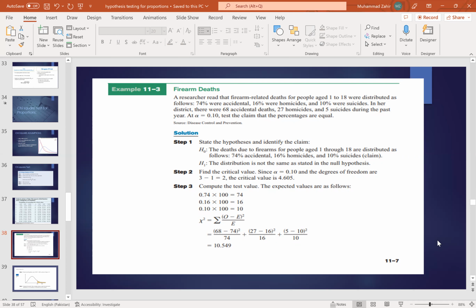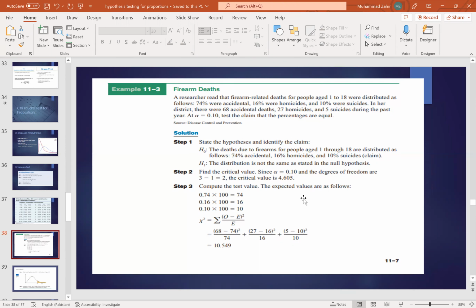For this solution, step 1, state the hypothesis and identify the claim. The null hypothesis: the deaths due to firearms for ages 1 to 18 are distributed as follows: accidental, homicidal, and suicidal. This is the claim. The alternative is that this distribution is not the same as stated in the null hypothesis. In step 2, alpha is 0.10, degrees of freedom is 3 minus 1, which is 2, and the critical value at 2 is 4.605.